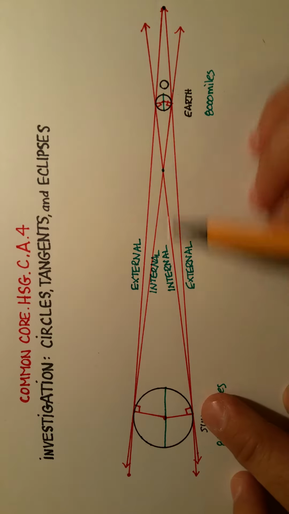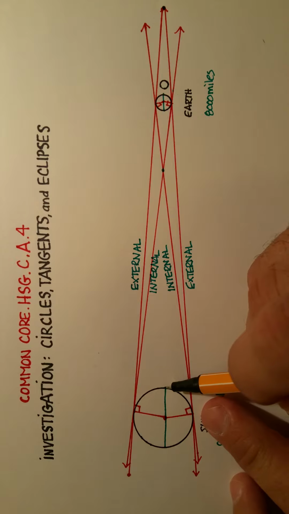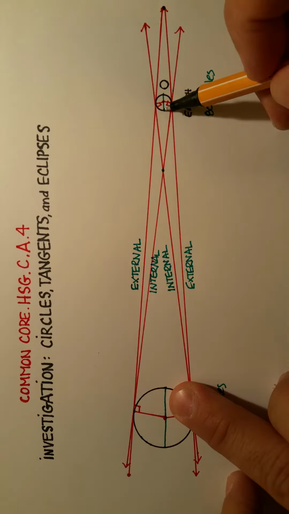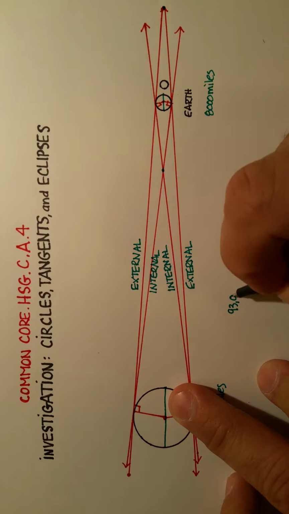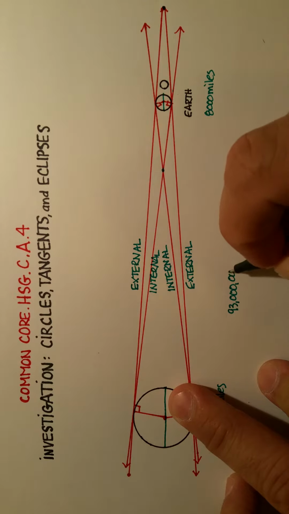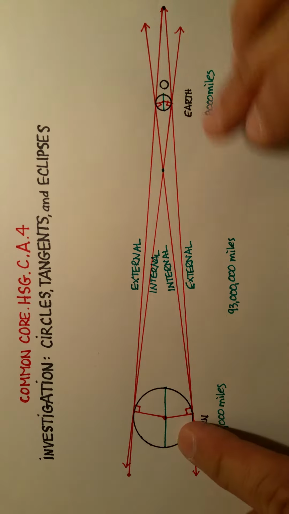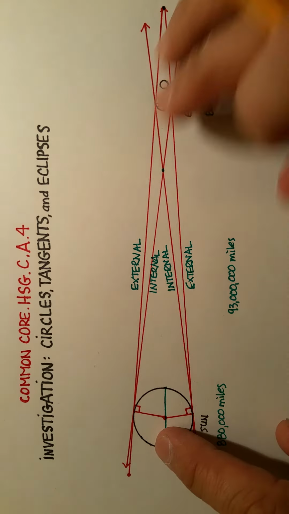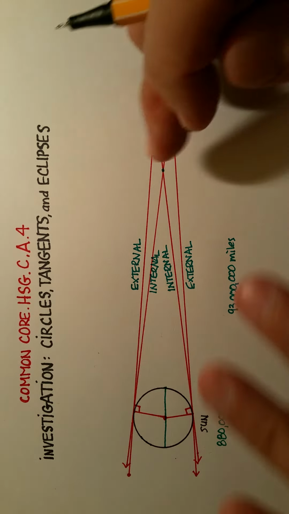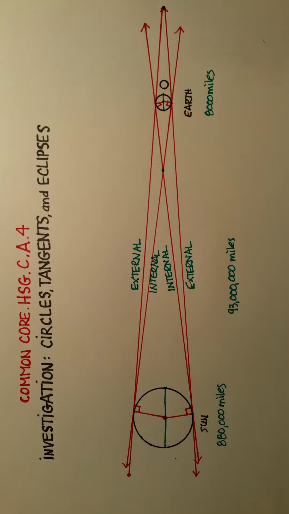Now, that kind of gives these tangent lines a different perspective, doesn't it? The other thing that's slightly off about this particular diagram is that the distance between the sun and the Earth is 93 million miles. Considering the size of the sun, that means these tangent lines are going to be a lot more angled than what you can see here, right?